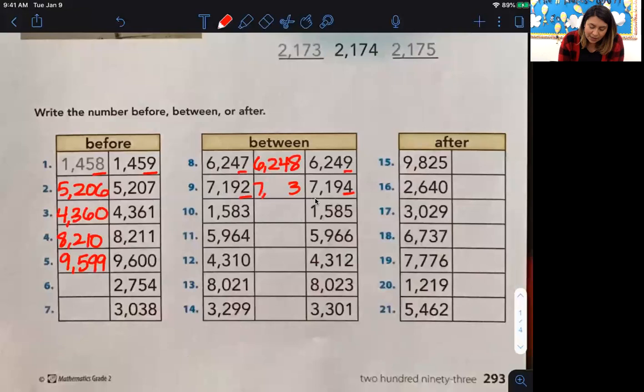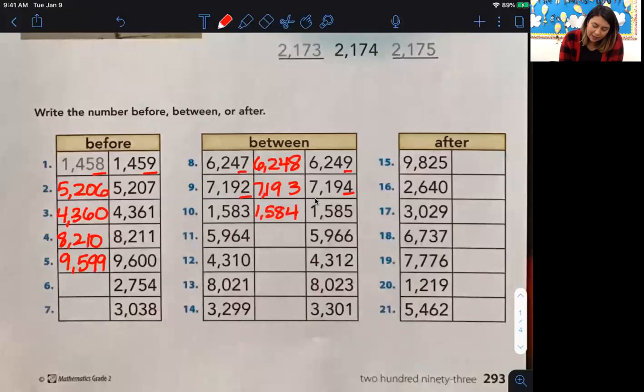So it'd be 7,193. 1,583, 1,584. And then 1,585. Good.